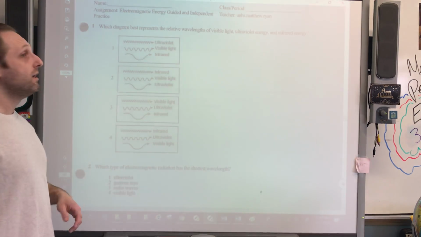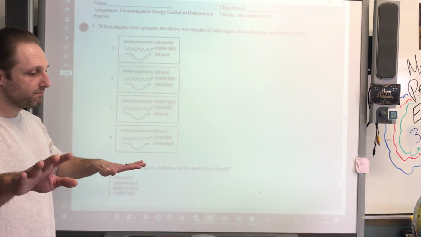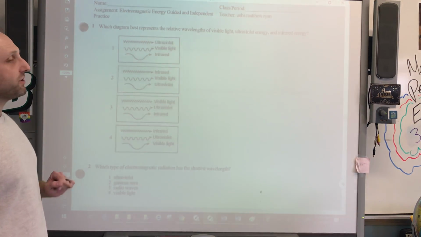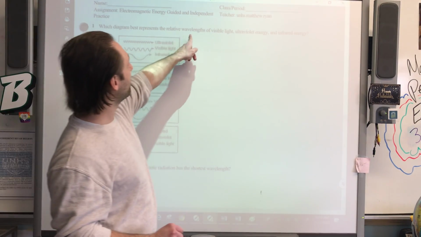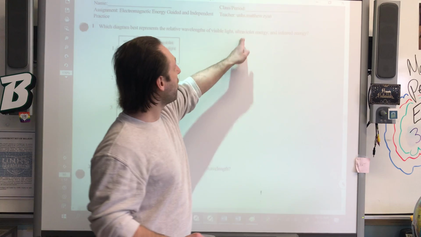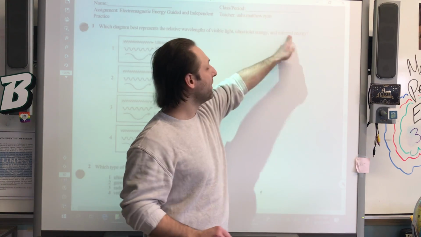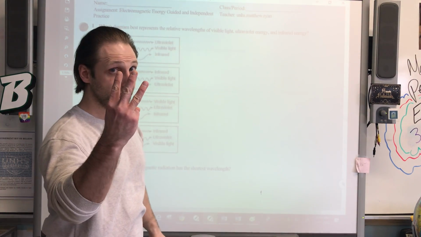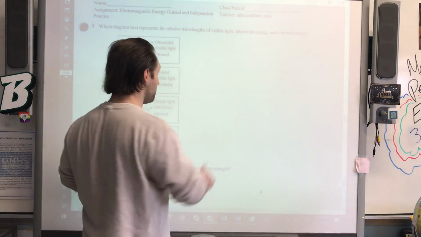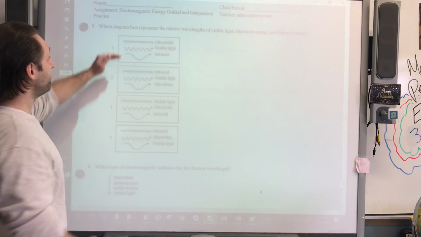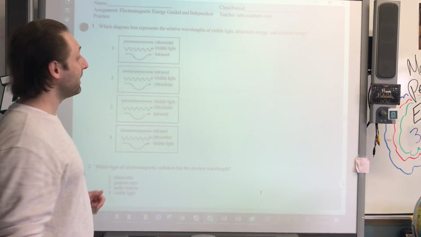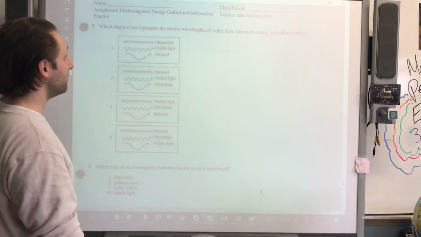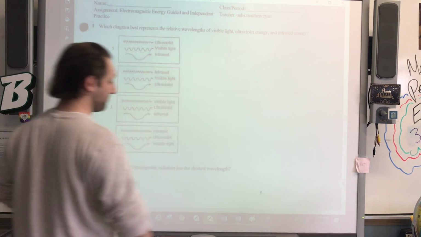All right, so hopefully you've paused. You've tried out this question. Let's read it together. Which diagram best represents the relative wavelengths of visible light, ultraviolet energy, and infrared energy? So we've got 3. Looks to me like this is compare and contrast. We have 3 diagrams for our choices as answers. We have 3 wavelengths we have to compare with: visible, ultraviolet, and infrared.